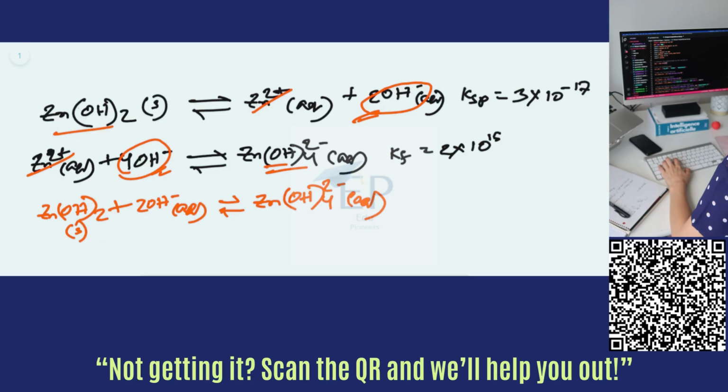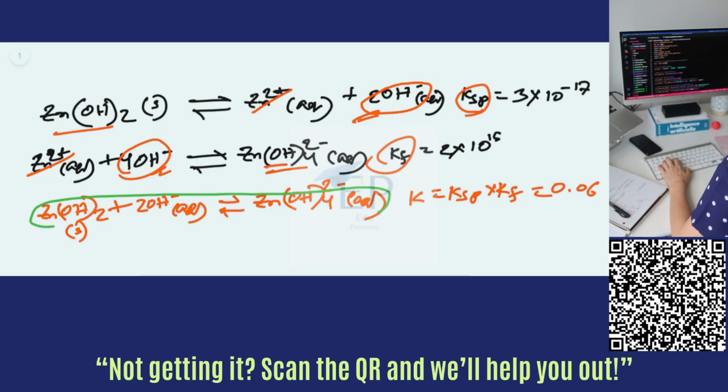and the solubility constant for this, or the equilibrium constant for this reaction, will be K is equal to Ksp times Kf, that is these two constants here, and then if we just multiply them we will have a value of 0.06. Now we have to form an ice table for this reaction.